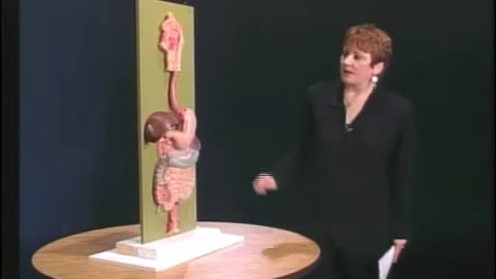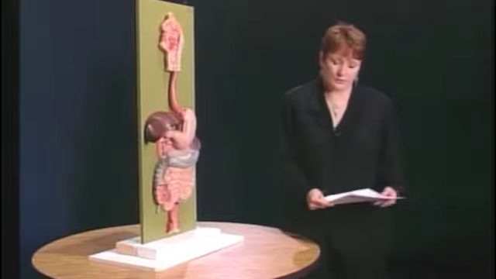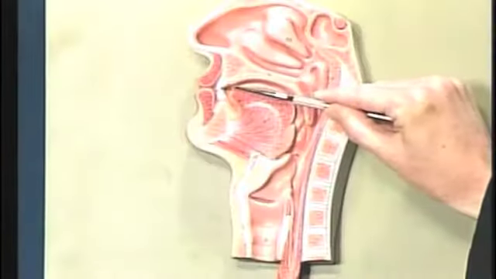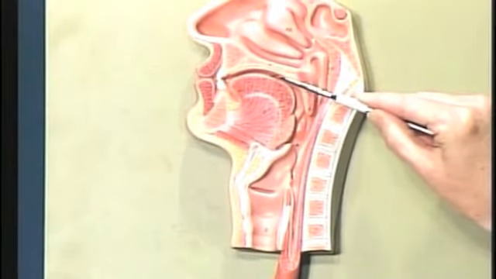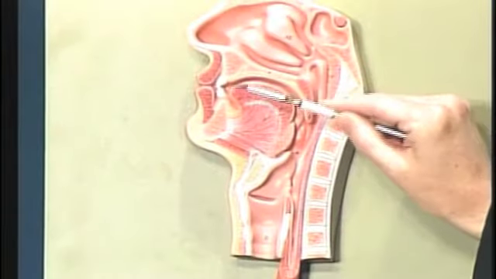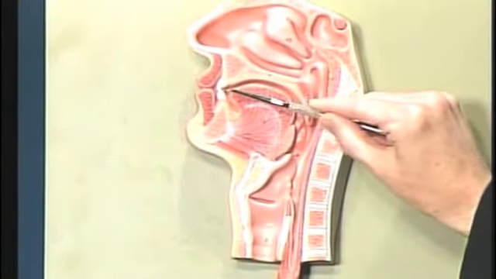In this section we are going to look at many structures of the digestive system. This is one of the models that we use in the lab that shows many of those structures. Food enters the mouth, which is also called the oral cavity, and is broken up by the chewing action of the teeth. This is the mouth, oral cavity, teeth.